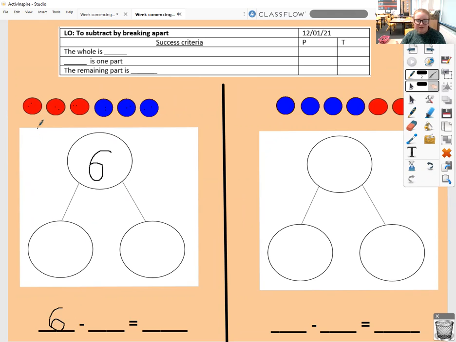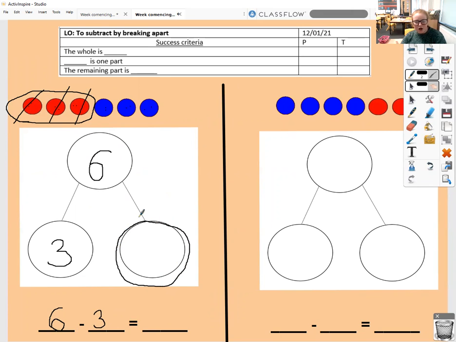6 subtract, my first part is asking for next. My first part this time is the red counters, because the red counters are coming first. So let's see how many we are subtracting. 1, 2, 3. So my first part is 3, so I'm writing 6 subtract 3. 6 subtract 3 equals my remaining part. And how do I find my remaining part? I count what counters are left. So this time it's my blue counters that are left, and there is 1, 2, 3. 6 subtract 3 equals my remaining part, which is 3.